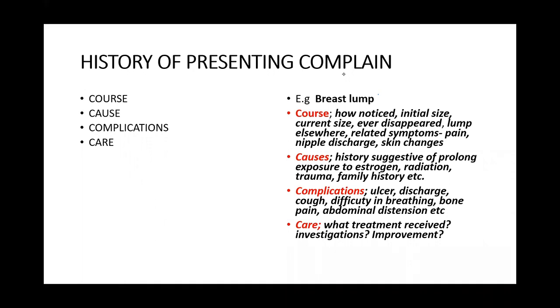So you ask for complications. Now, when you are asking for complications, you should know that complications are either local, locoregional, or systemic. Local complications are the complications that are related to the organ in question. Locoregional complications are when they have affected the adjacent organ. And systemic complication is when they have spread to a distant site.